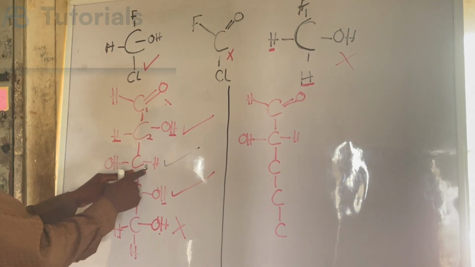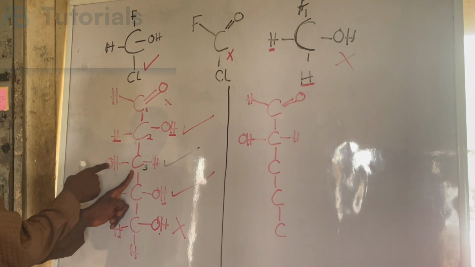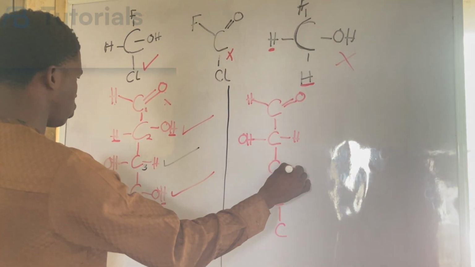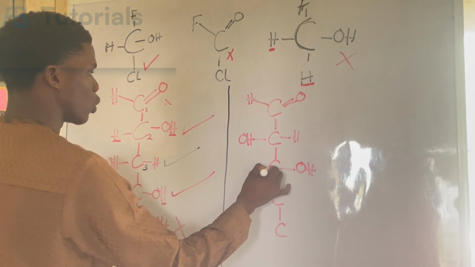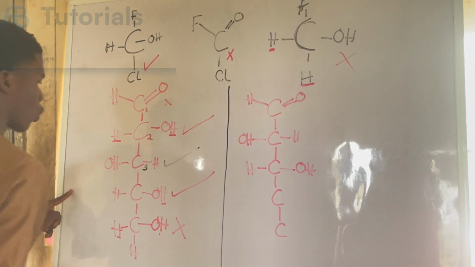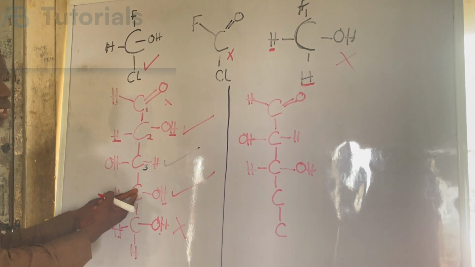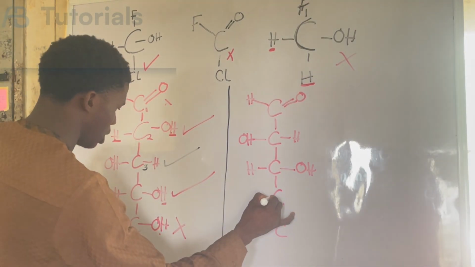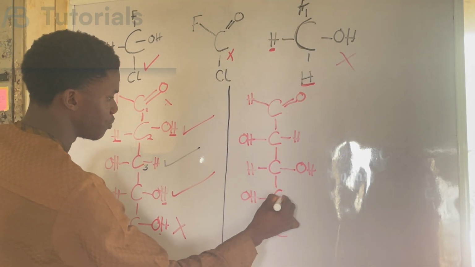What about the third one? It is a chiral carbon. The OH that is here is going to move here while the hydrogen will turn. So the OH will move here while the hydrogen will come here. What about the fourth one? Yes, it is a chiral carbon, so the OH will come here and the hydrogen will be here. I hope it is clear.